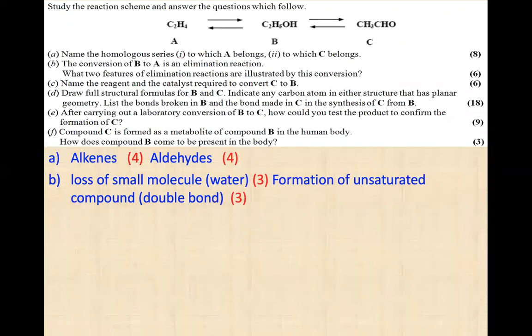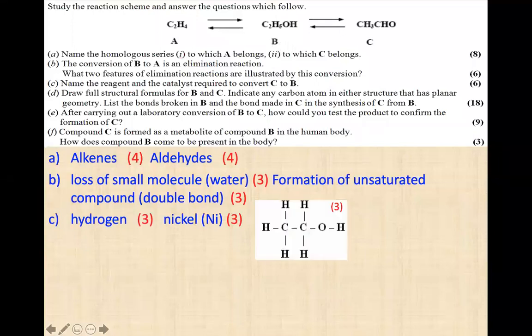And then C, name the reagent and the catalyst required to convert C to B. So C to B, to go from an aldehyde to an alcohol, we have to reduce it. So we need a nickel catalyst, hydrogen, and heat. And then D, draw the full structural formulas of B and C. There's B, the ethanol, and C, the ethanal. Indicate any carbon atom in either structure that has planar geometry. Well, the only planar one is this one. So that gets you another 3 marks.